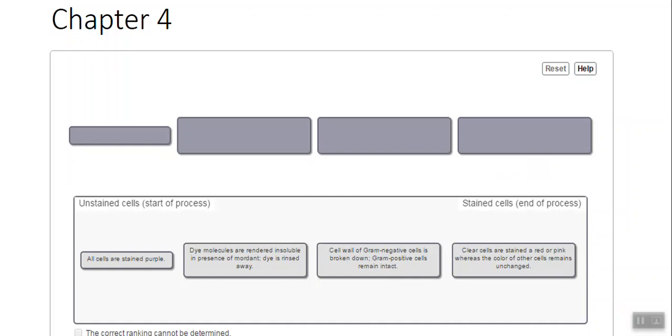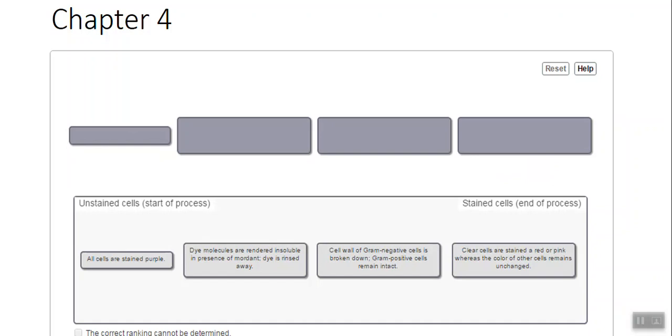Then we come through with our alcohols. So the cell walls of gram negatives are broken down, completely washed away. Gram positive cells are going to remain intact, so they're still going to be that nice purple color. But then we come back in with the safranin, because our gram negatives are now clear, or colorless, and we add that red, which stains the cells red or pink, and the color of the other cells, the gram positives, remains unchanged.